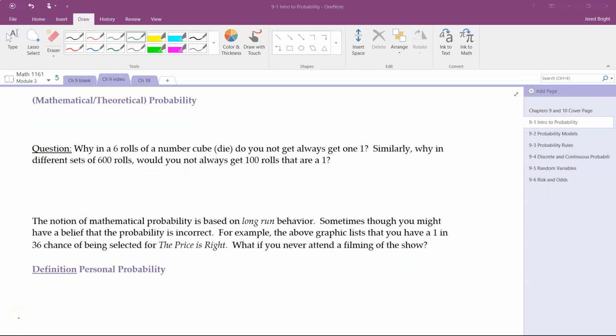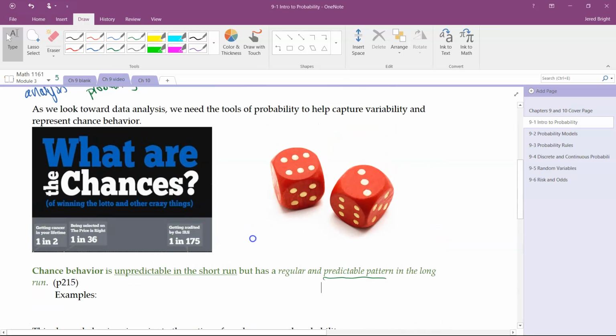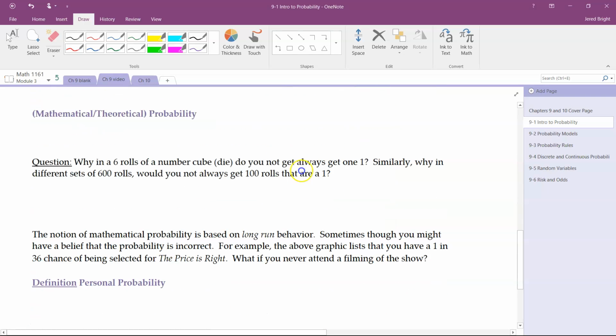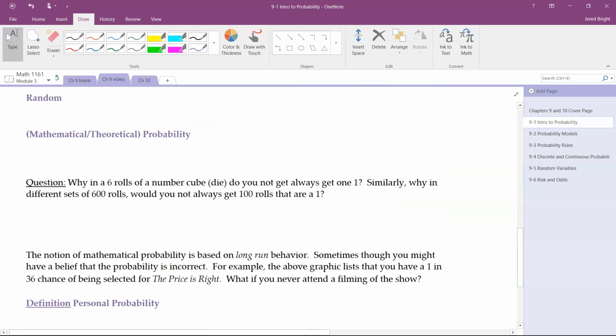And there's two other types of probabilities that I want to briefly touch on. We're not going to stress them at any point, but I just want you to be aware, okay? So in the graphic above here, it says the chance of being selected on The Price Is Right is 1 in 36, right? So that's your chance for that. Okay? But then you're like, well, even if I don't attend The Price Is Right, I have a 1 in 36 chance of being selected. Well, not really, right? Because that's where personal probability comes into play.